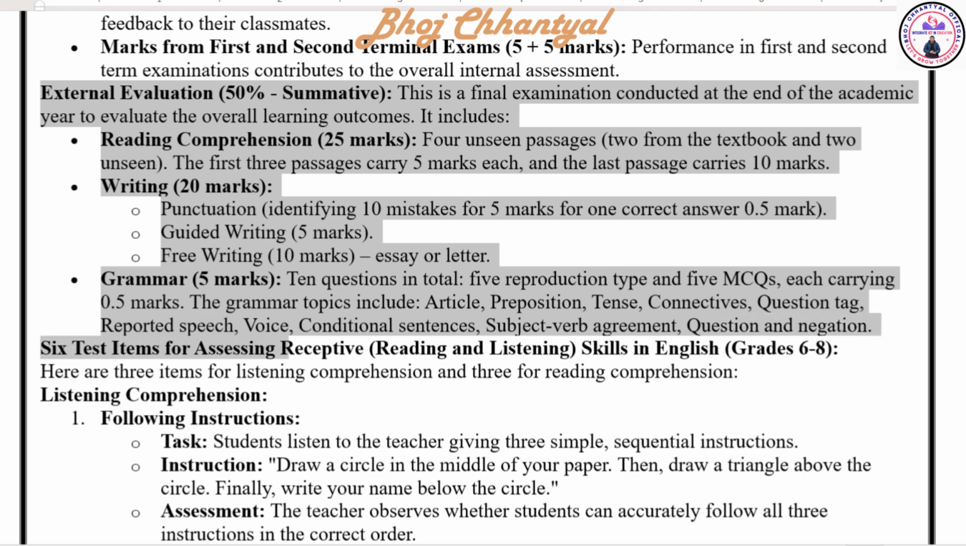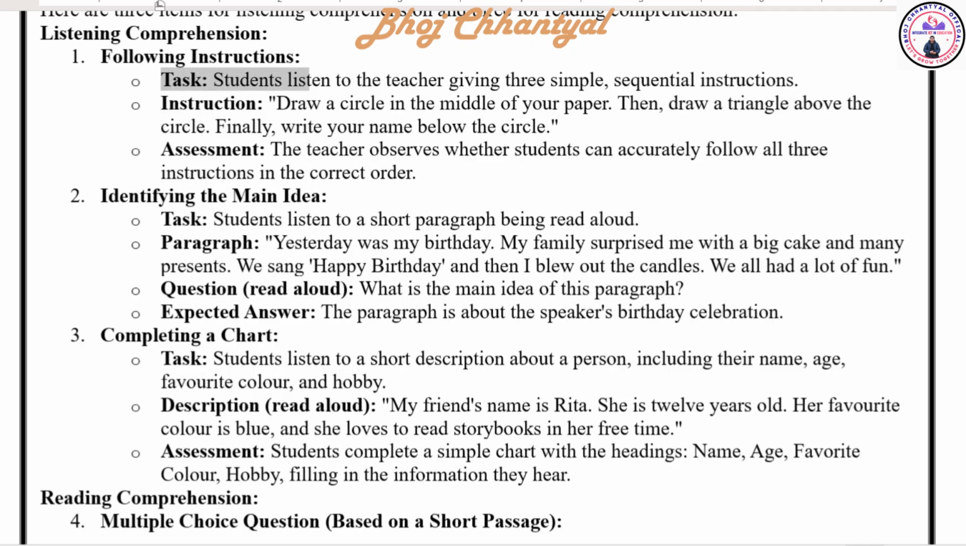6 test items for assessing receptive skills, reading and listening, in grades 6 to 8. There are 3 items for listening comprehension and 3 for reading comprehension. Listening comprehension. The first one is following instruction. Task: students listen to the teacher giving 3 simple sequential instructions. For example, draw a circle in the middle of your paper, then draw a triangle above the circle. Finally, write your name below the circle.